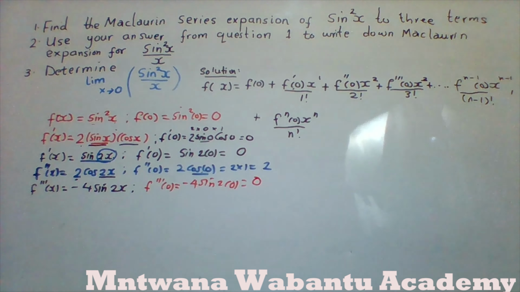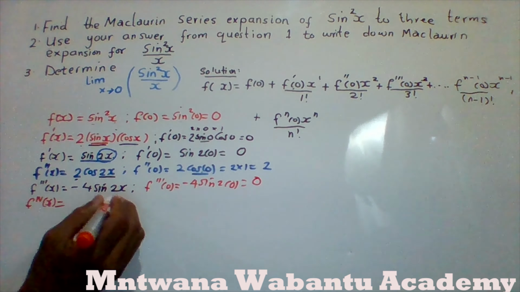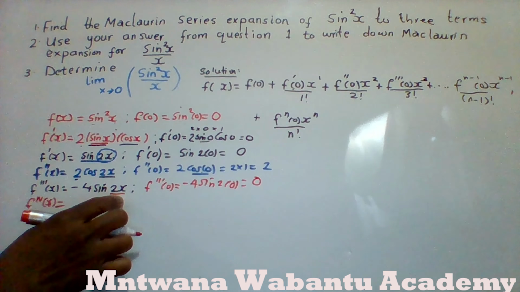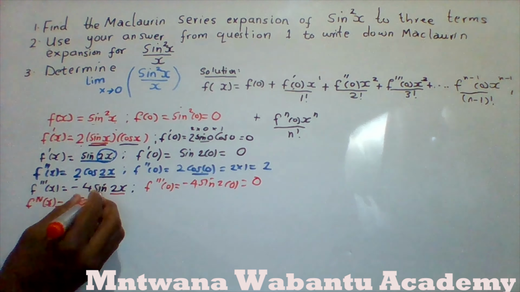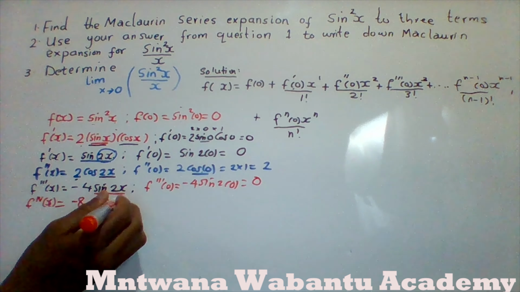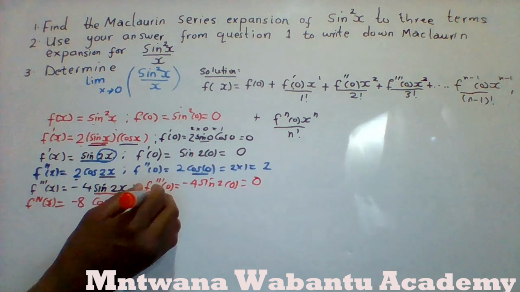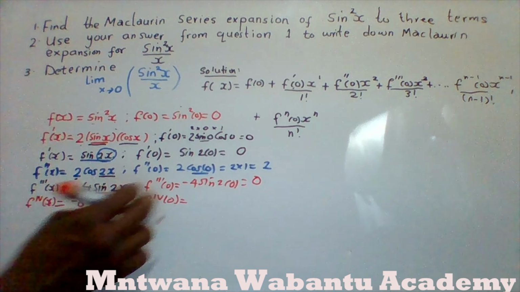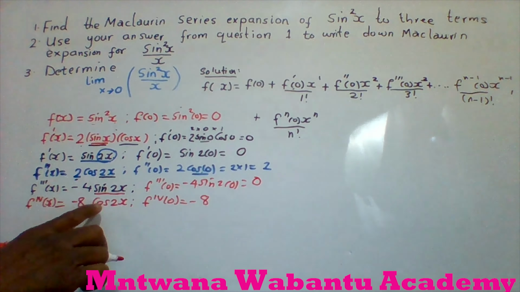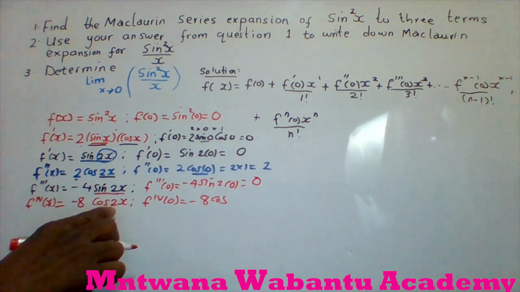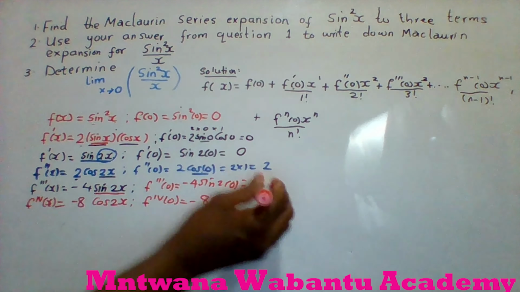Now we want to go for the fourth prime. So for the fourth prime, you do the same thing, guys. We differentiate whatever you have here. When you differentiate 2x, you're going to get 2. 2 times negative 4 is going to give negative 8. When you differentiate sine of 2x, you get cos of 2x. So now we plug it in here. f fourth prime of 0: if you plug in 0, it's going to be negative 8 cos of 2 times 0, but cos of 0 equals 1. Negative 8 times 1 equals negative 8.